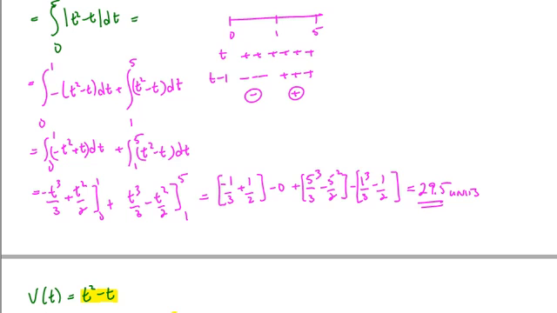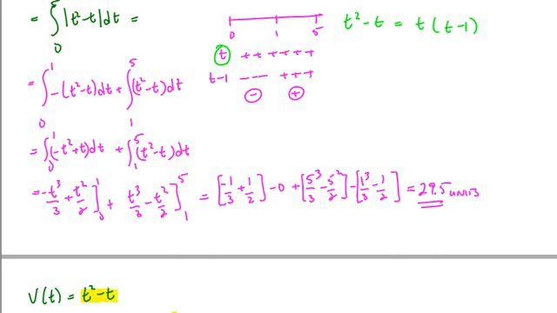So the distance traveled in this case is the absolute value of the function, and that means we need to figure out when the function is positive or negative. So we need to figure out when t squared minus t is positive or negative. So I'm going to factor that and put it on the number line.